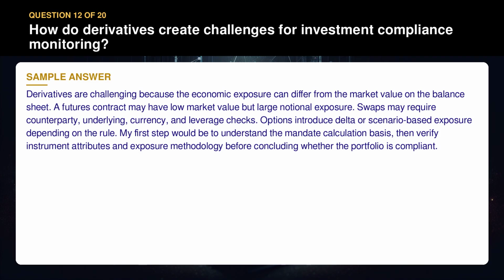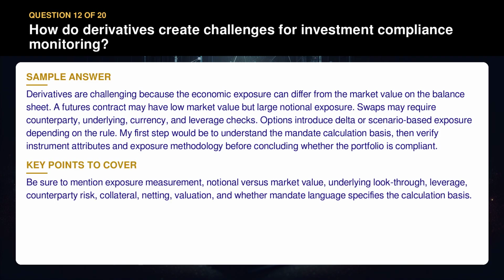Swaps may require counterparty, underlying, currency, and leverage checks. Options introduce delta or scenario-based exposure, depending on the rule. My first step would be to understand the mandate calculation basis, then verify instrument attributes and exposure methodology before concluding whether the portfolio is compliant. Be sure to mention exposure measurement, notional versus market value, underlying look-through, leverage, counterparty risk, collateral, netting, valuation, and whether mandate language specifies the calculation basis.